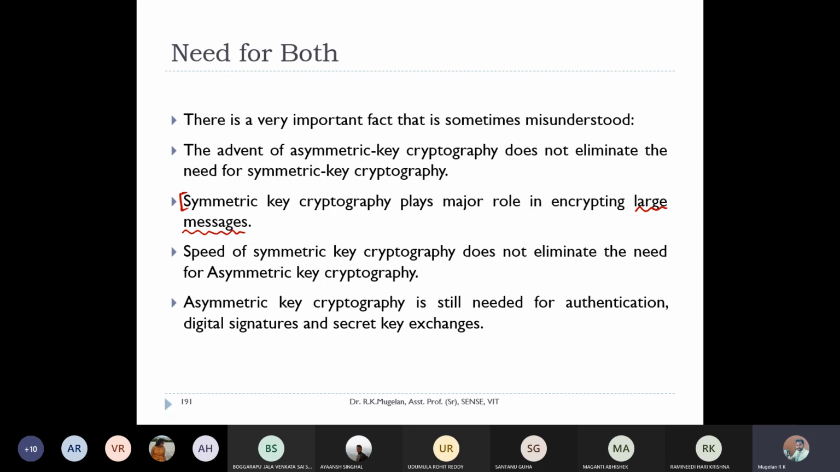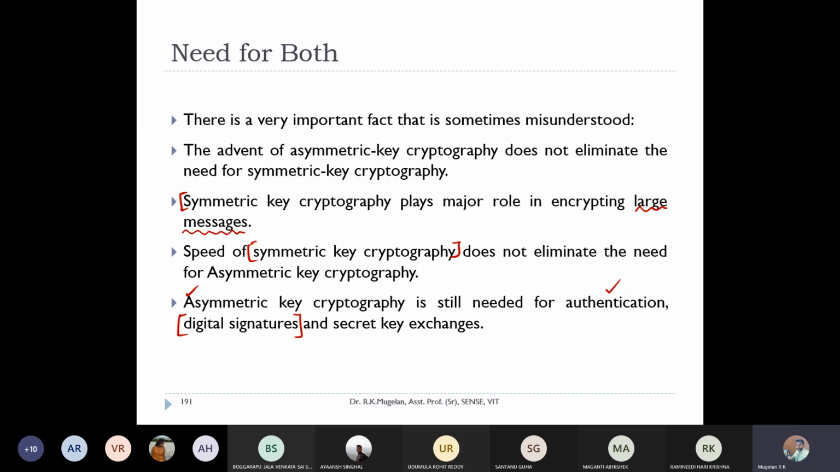But it does not eliminate the need for asymmetric key cryptography, because asymmetric key cryptography has major applications in present day scenarios, especially for authentication purposes. Nowadays we have digital signatures. During this pandemic time, everything is mostly signed by digital signatures, right? Document verification, everything depends upon asymmetric key cryptography. And the secret key exchange: asymmetric key cryptography even helps the symmetric key cryptography system to share its key, because in symmetric key the key used at the transmitter end has to be used at the receiver end, right?